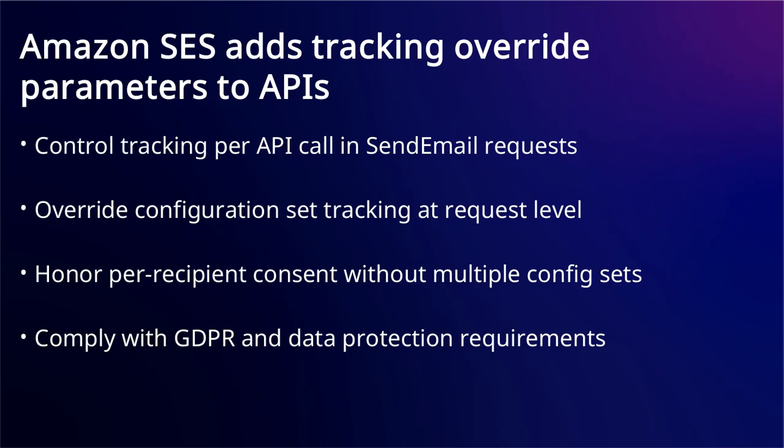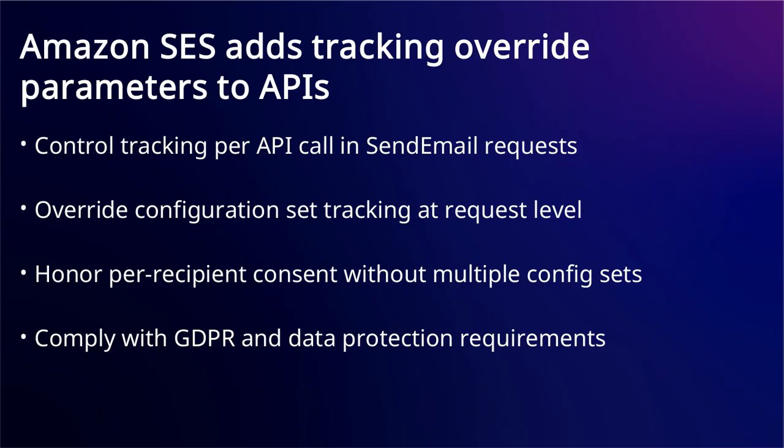When you send emails through Amazon SES, you often need to respect individual recipient preferences for open and click tracking to comply with data protection regulations like GDPR. Previously, you had to maintain separate configuration sets for each combination of tracking settings, creating configuration overhead and complexity. Now you can control open and click tracking directly in each send email or send bulk email API call using override parameters. You control tracking per API call in send email requests, allowing granular control at the individual email level.